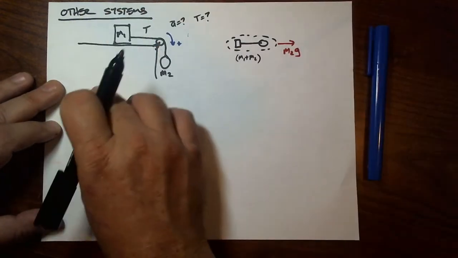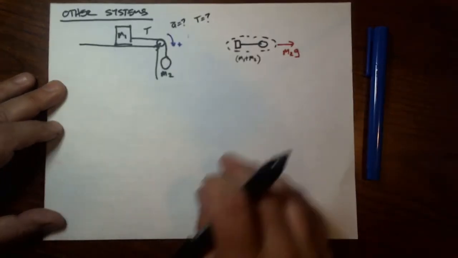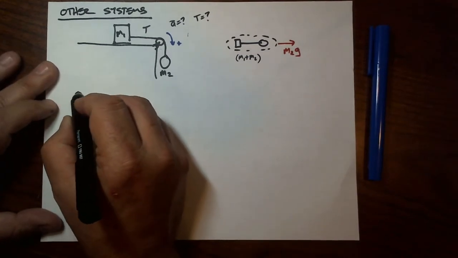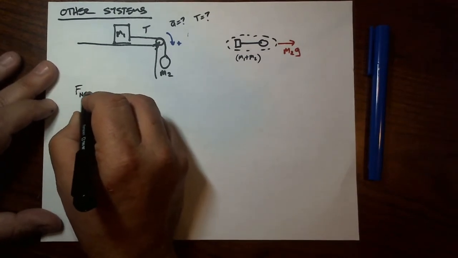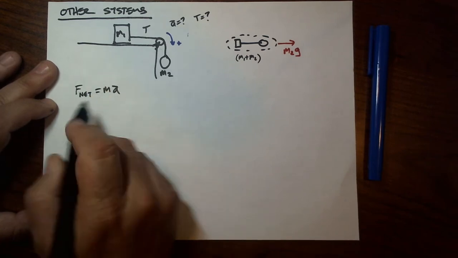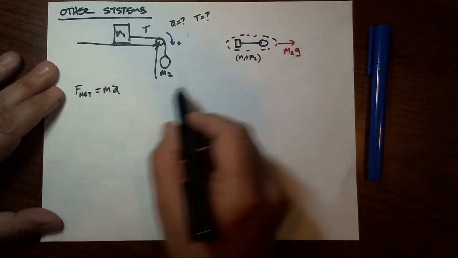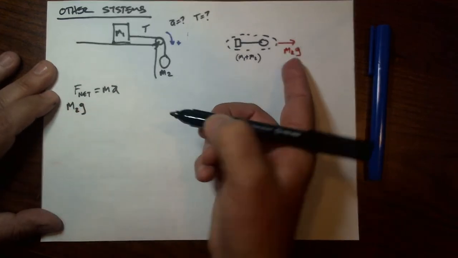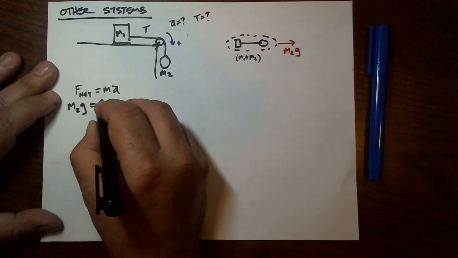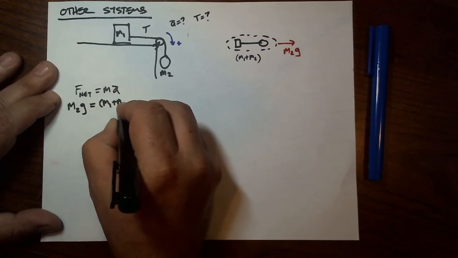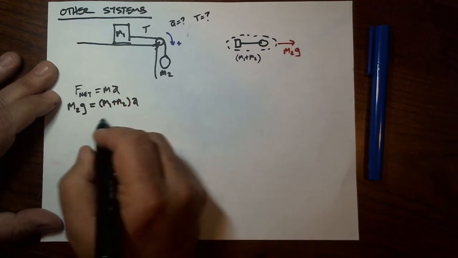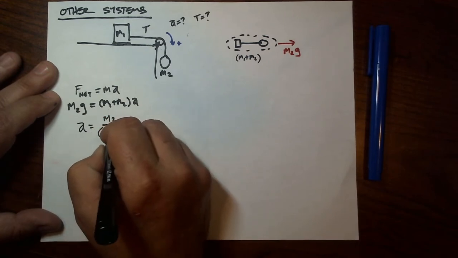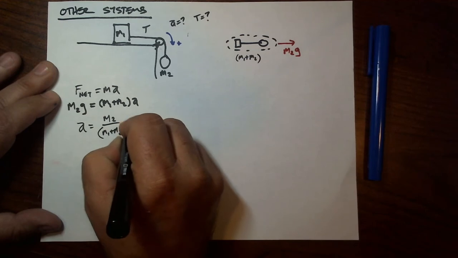This is the setup. I'm going to go over here to start my math because I want to solve for A here and I want to solve for T here. So here we go. F net equals m times A. This is training wheels. You can kick it off and not use it if you want. The next step is where we do our heavy lifting. M2G, that's the net force because there's only one, equals quantity M1 plus M2 times A. And we get that A equals M2 over M1 plus M2 times G.